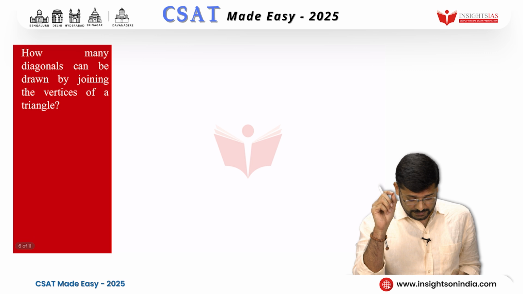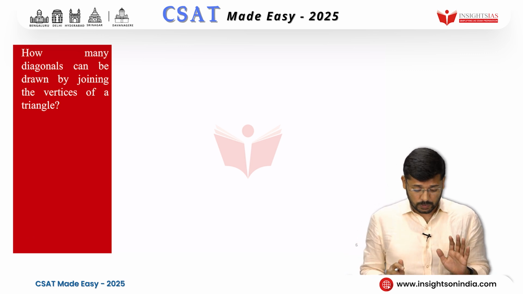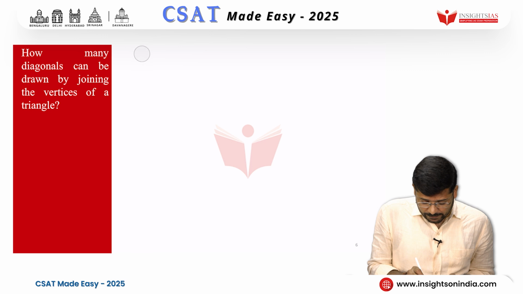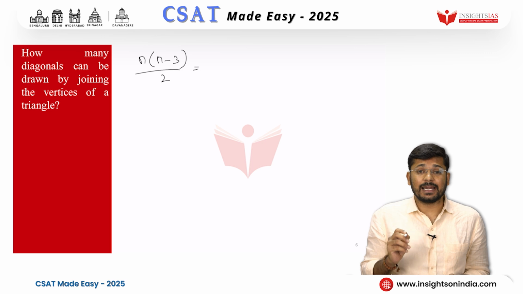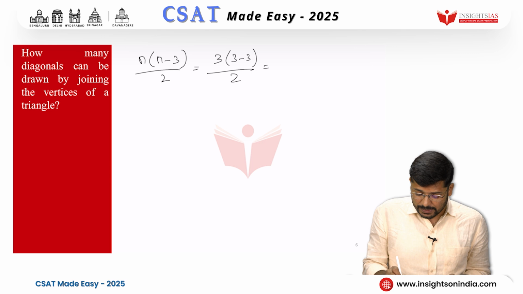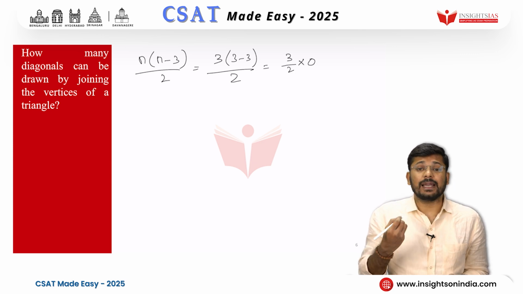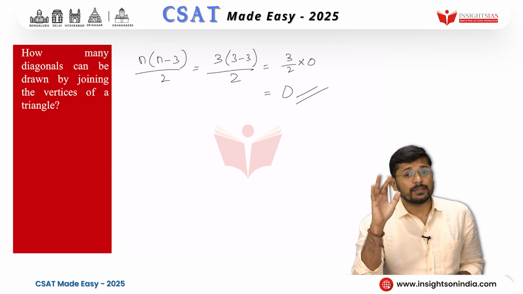How many diagonals can be drawn by joining the vertices of a triangle? Okay. We shall apply the same formula, no problem. n into n minus 3 divided by 2. A triangle has 3 sides, right? So 3 into 3 minus 3 divided by 2. What is 3 minus 3? That would be 0. So 3 into 0 by 2, and anything multiplied with 0 gives 0. Do not panic, 0 is the correct answer.